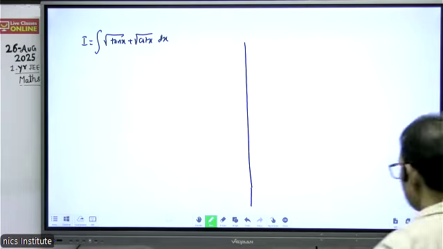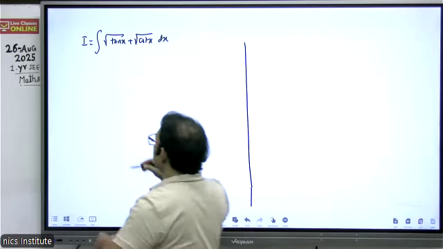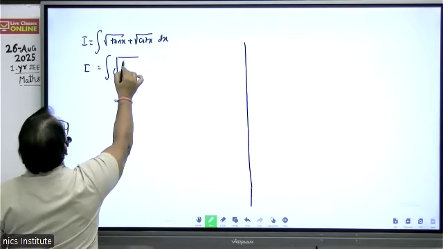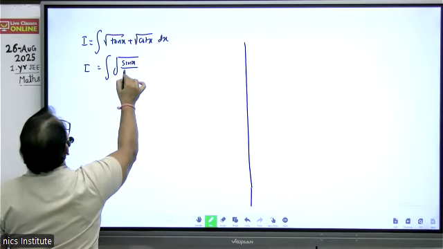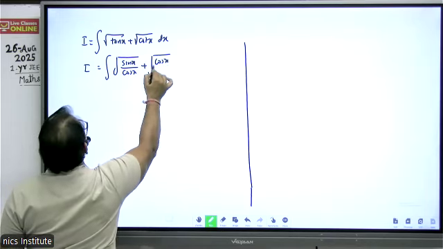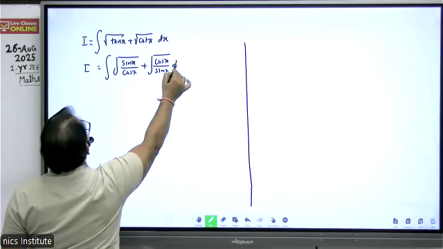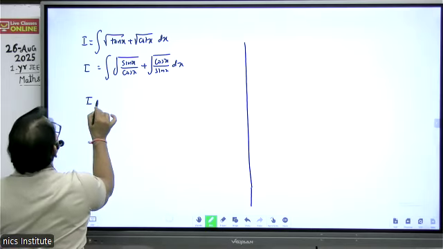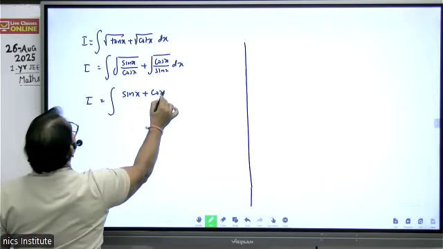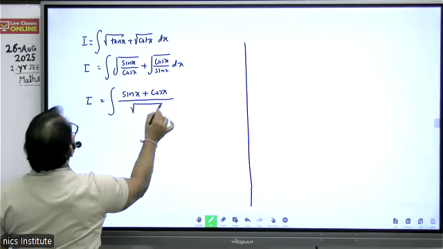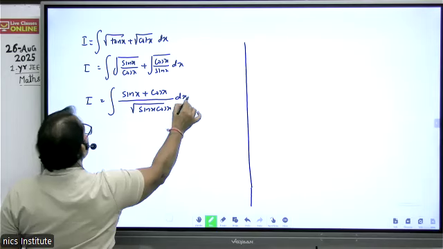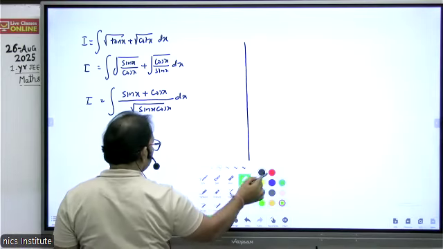Convert into sin and cos, take LCM. Sin x by cos x plus cos x by sin x. After taking LCM, it will be sin x plus cos x divided by sin x cos x. Again, ask yourself whose derivative is this term?